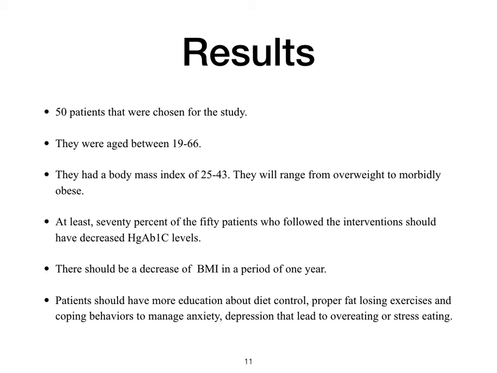At least 70% of the 50 patients who followed the interventions should have decreased HbA1c levels. There should be a decrease of BMI, and the patients should have more education about diet control, proper fat-losing exercises, and coping behaviors to manage anxiety and depression that lead to overeating or stress eating.